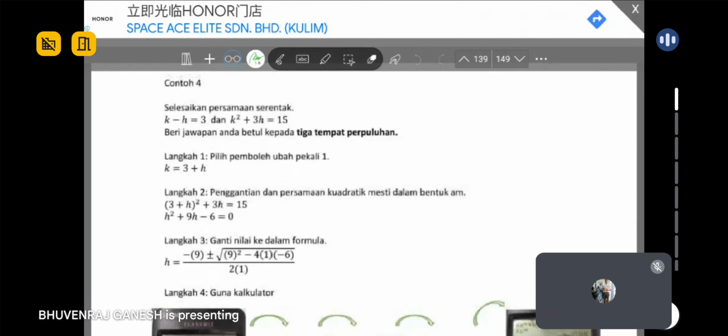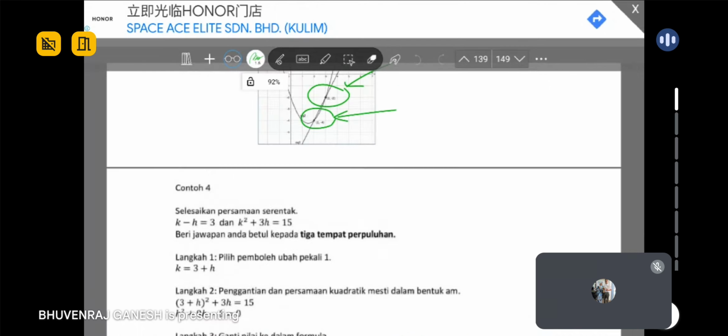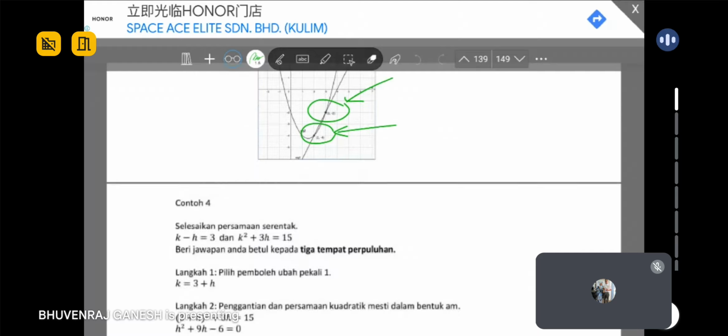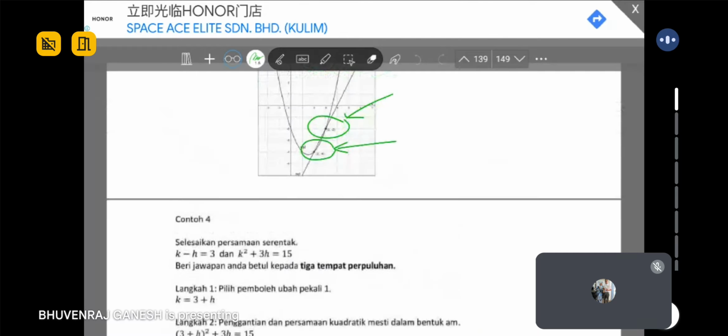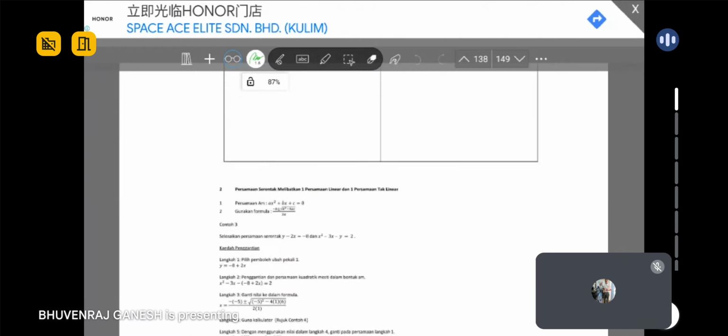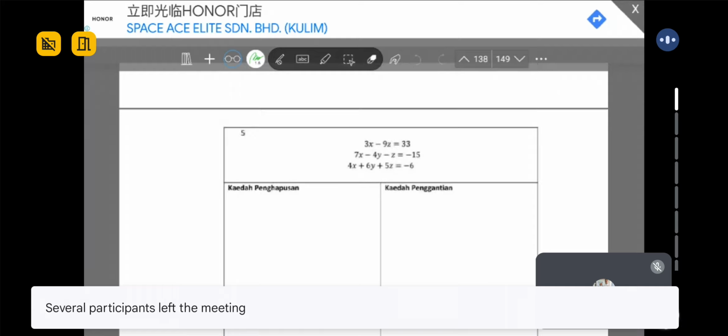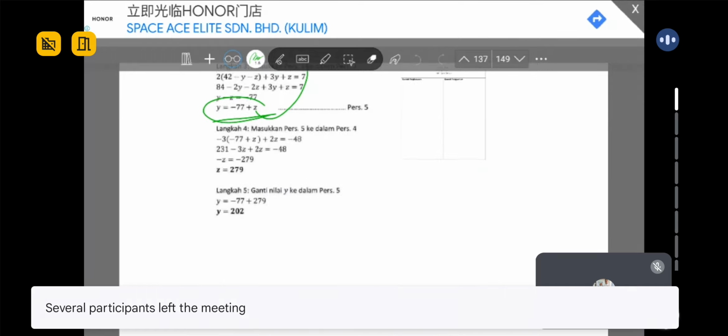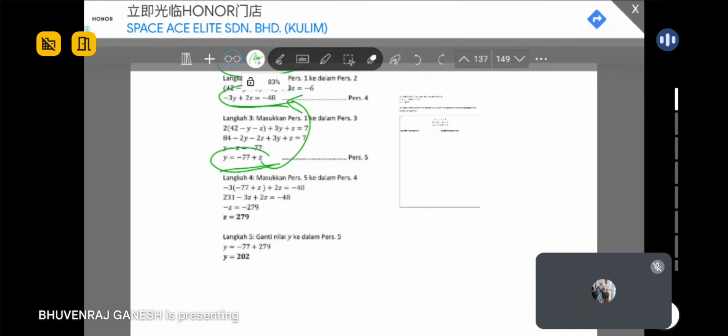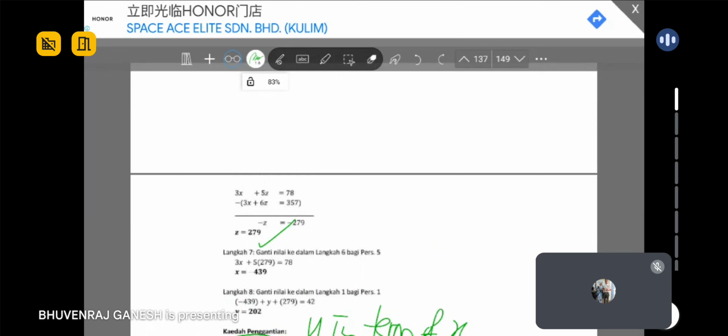Okay, why manual method guys? Because manual method also you can check. Okay, kaedah manual pun kamu boleh check sebenarnya. Okay, how? You substitute your value in the original equation. Okay, kamu boleh ganti balik persamaan or nilai kamu dalam persamaan asal. Okay, example is here guys.